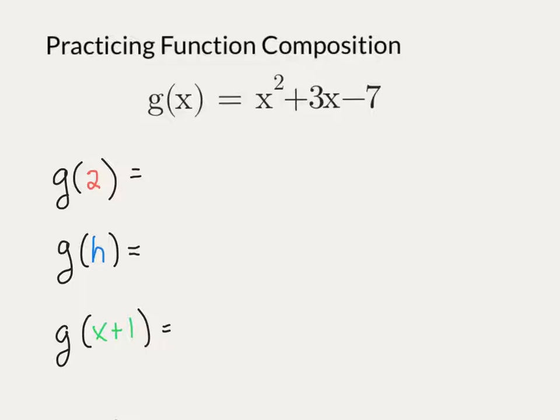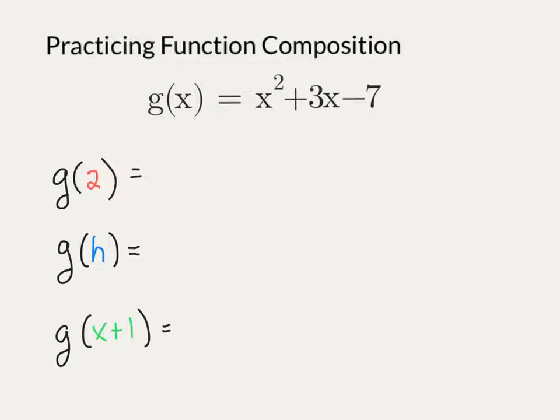So if we look here, I've given us a function g of x. If you recall, g is the name of our function. I'm using x to represent my input or my variable, and then the formula for my function is given over here. What we're doing is taking our input and squaring it, then adding 3 times our input, and then taking away 7. That's the function we have defined here.